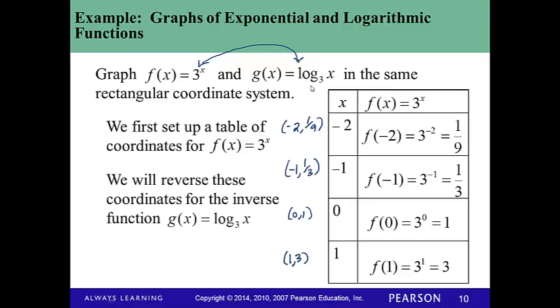Now, in order for you to graph log base 3 of x, once you have these points, all you're going to do is reverse the coordinates. The x becomes the y, and the y becomes the x. So if you have to graph a log, and it's not base 10 or base e, you start by graphing the exponential form, and then you reverse the x and y to get the log form.